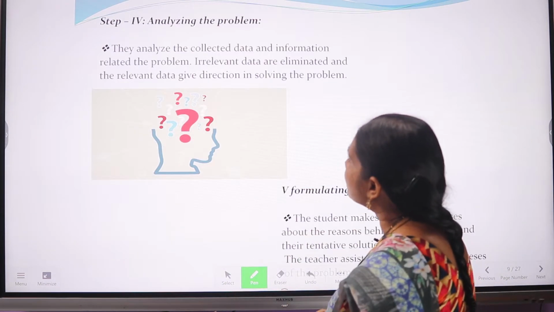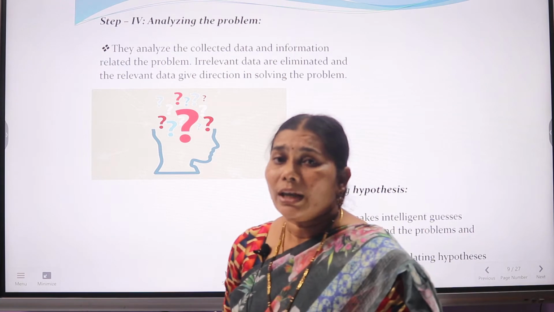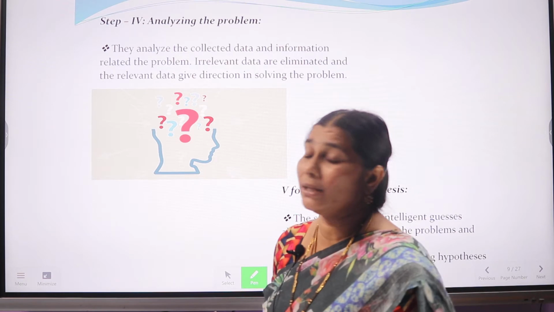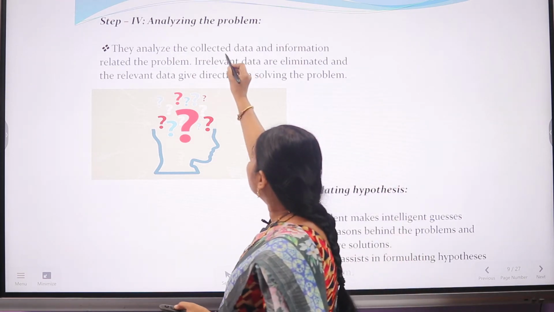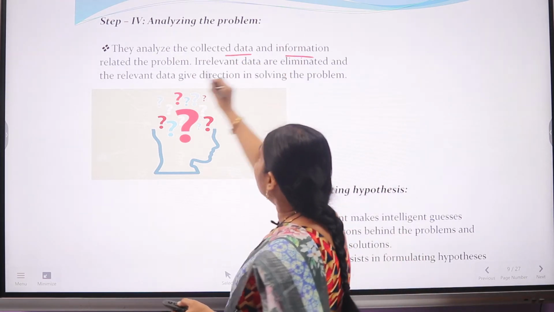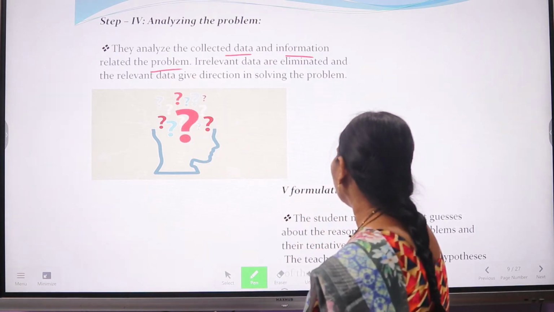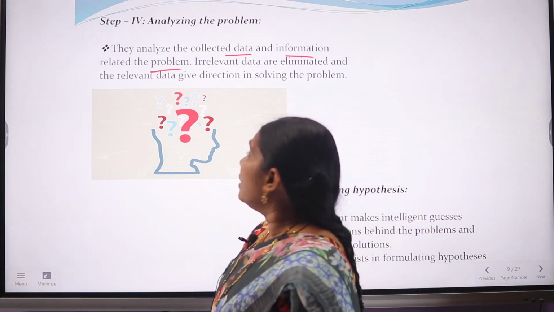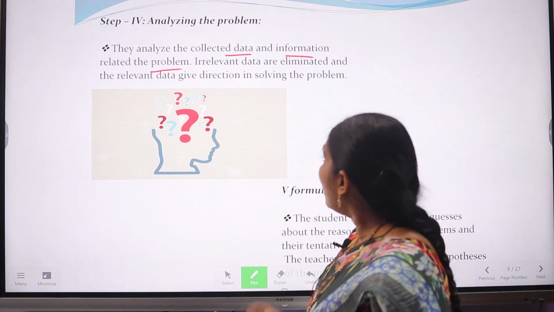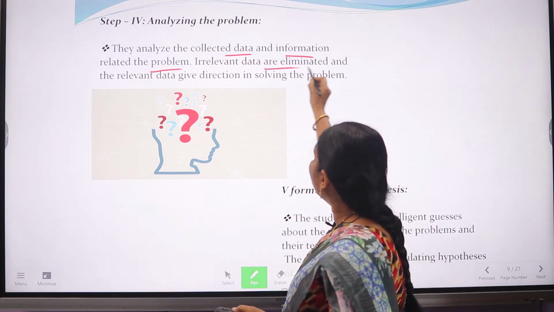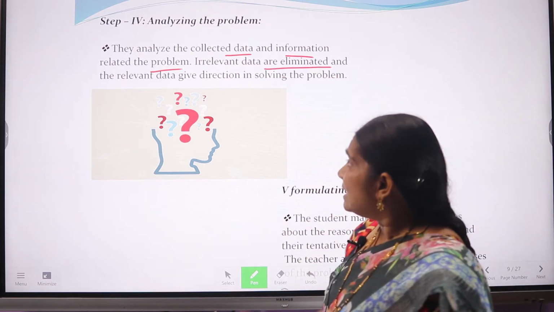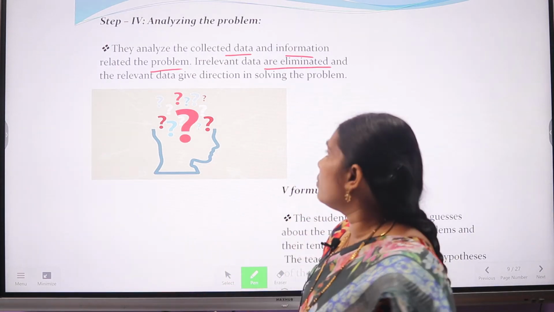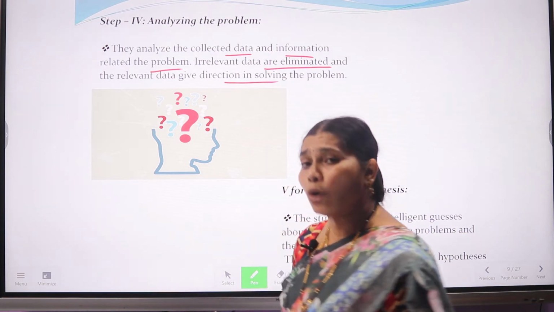Then moving on to the fourth step, we are going to analyze the problem. Analyzing the problem happens by collecting data and information related to the problem. When we collect the data and analyze the problem, we remove the irrelevant information, and only the relevant data is helpful for the student, giving direction for solving his problem.